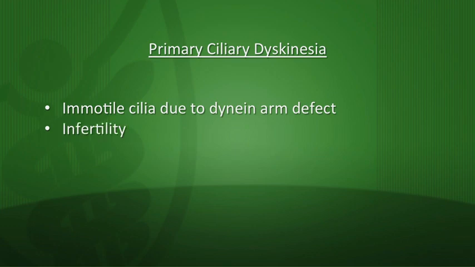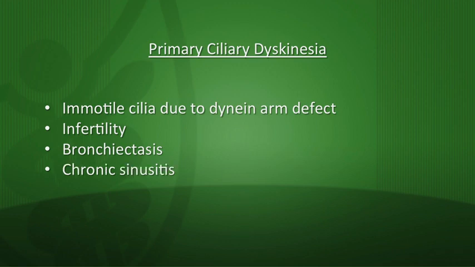So this results in fertility problems in both males and females, because in the males the sperm are immotile, and in females the fallopian tubes aren't going to sweep the zygote toward the uterus. Now, you can also see bronchiectasis because these patients can't clear mucus out of the bronchial tree. They're going to have chronic sinusitis because they can't clear out the sinuses.